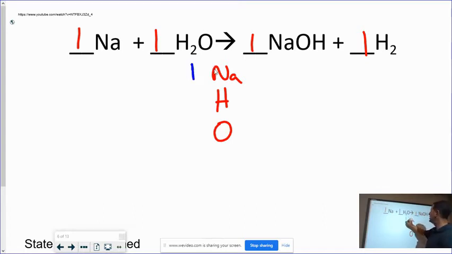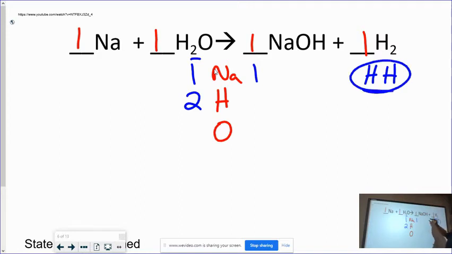So we have 1 sodium on this side, and we have 1 sodium on this side. This subscript right here says we have 2 H's on that side. And if we go over here, this means H, H2, that's what that means. So on this side, we have 2 H's right there and another one right there. So we have 3 H's on that side. We have 1 oxygen on the left side, and we have 1 oxygen on the right-hand side.